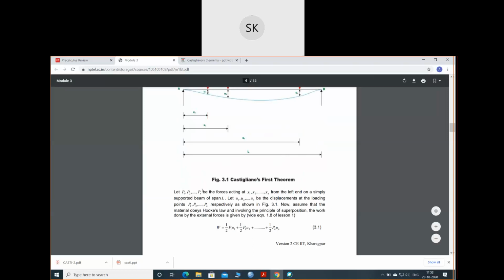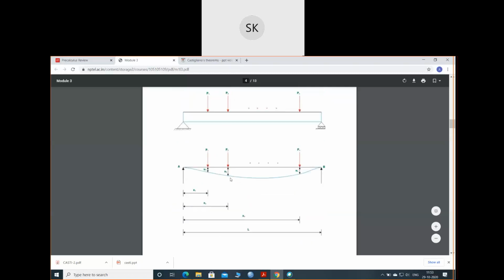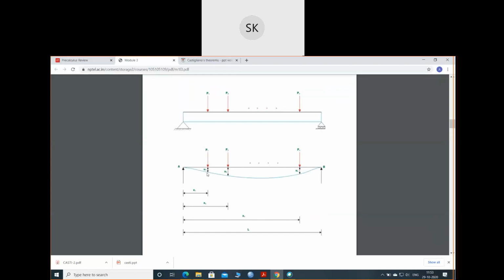So let P1, P2, Pn be the forces acting at x1, x2 and xn from the left side on a simply supported beam of span L. P1 to Pn are the forces acting at distances x1 to xn on a simply supported beam of span L. And U1, U2 are the displacements at the loading points. We have represented deflection here by U. You can represent it by Y also, as we have taken Y in earlier classes. So these are the deflections due to the loads.